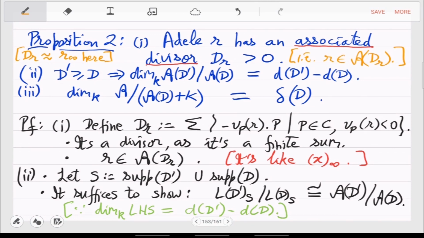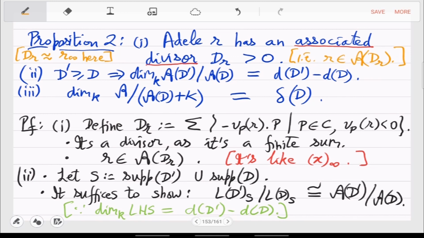So if R was a rational function, then you just look at the poles, and that gives you d_R. We called it R infinity. Same thing you can do for adeles also. That is the associated divisor d_R. It will be positive. Key thing you want is it should be positive, and R should be in A(D_R).